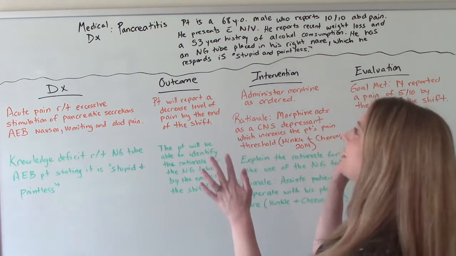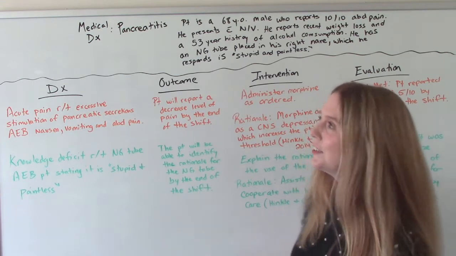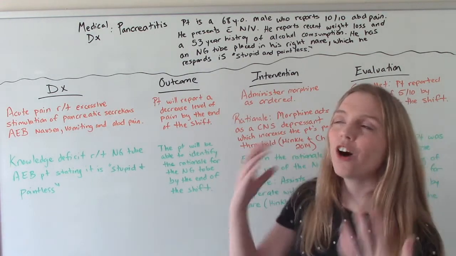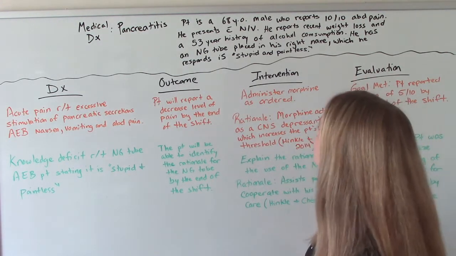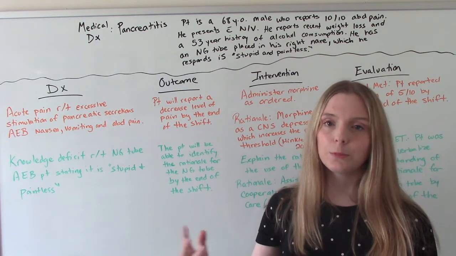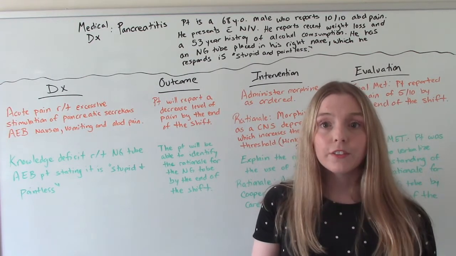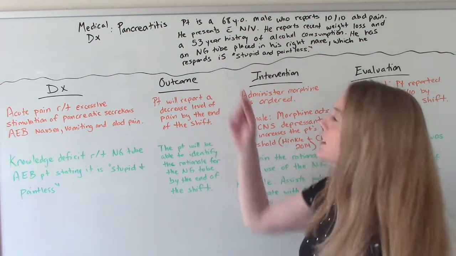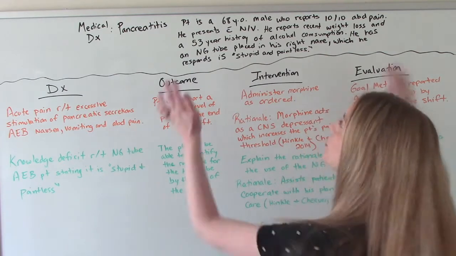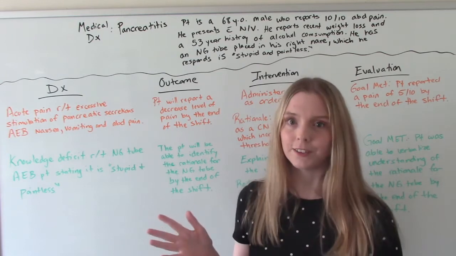So I tried to make the most classic pancreatitis patient ever. So this is how they are. They have nausea and vomiting, they have this extreme pain, most of them have this long history of alcohol abuse, and they will have a lot of weight loss. A common intervention that we do for these patients is inserting an NG tube. So this is pretty classic. So let's jump into the care plan part of this.